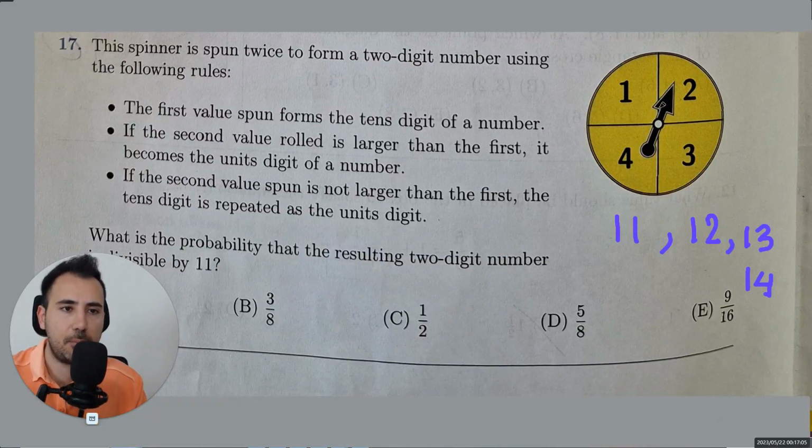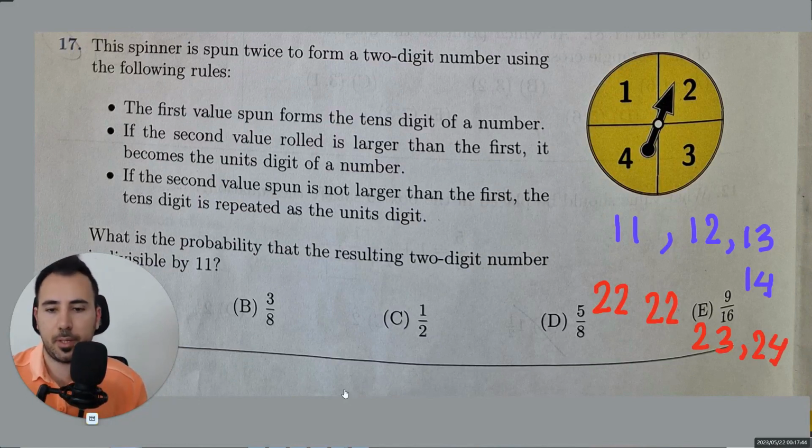Now, what if the first number is a 2, like the case is here? Then, what if we roll a 21? 1 is smaller than 2, so the tens digit will repeat. So we are not going to have 21. 21 will automatically turn into 22. So 22 is 22, we're not going to change it. So 23: 3 is larger than 2, so no problem. 4 is larger than 2, no problem.